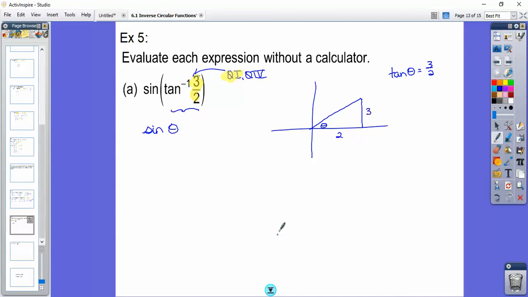So tangent is opposite over adjacent. Do Pythagorean theorem, find your missing side. A squared plus b squared equals c squared. Hypotenuse is always positive, so it's radical 13. So now I want sine of this angle. So sine, SOHCAHTOA, opposite over hypotenuse. So 3 over radical 13, which is 3 radical 13 over 13.